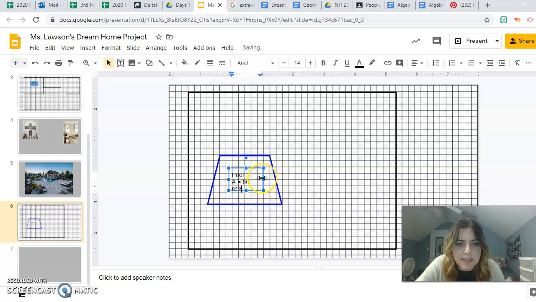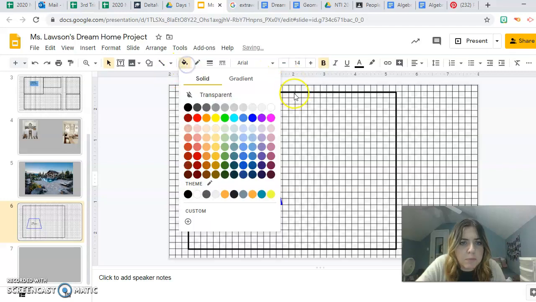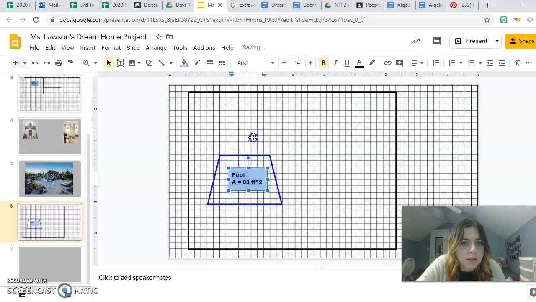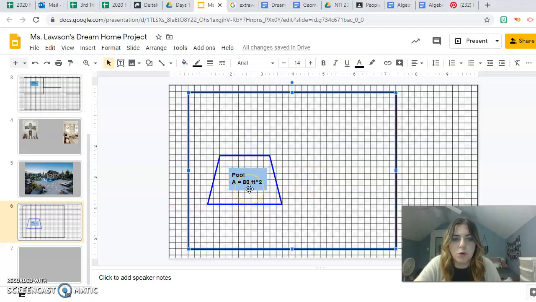So I have units there because it's area. And like I did before, so I can see those words, I'm going to make it bold. And I'm going to fill it in with some pretty blue water in the pool. So that would be my trapezoid.